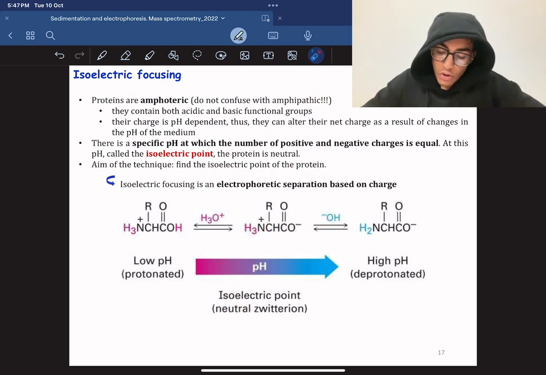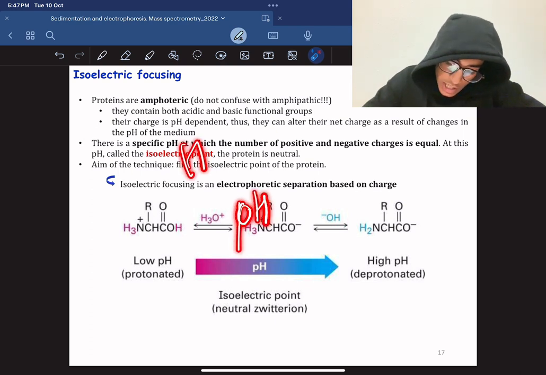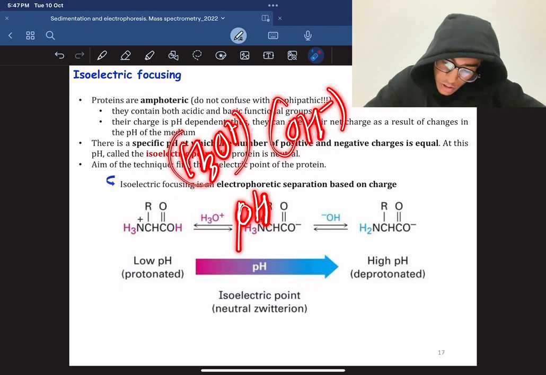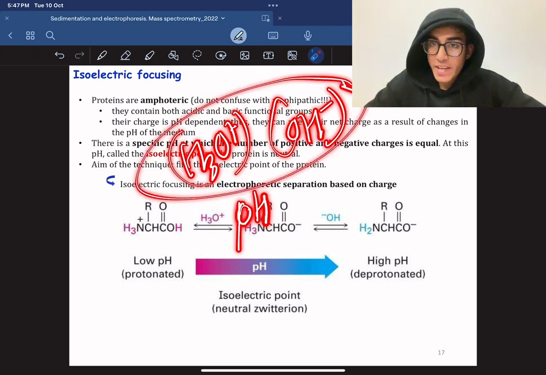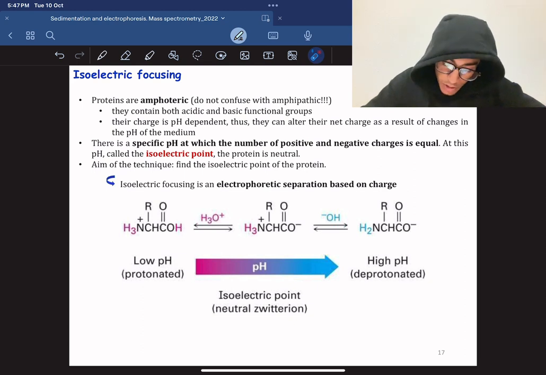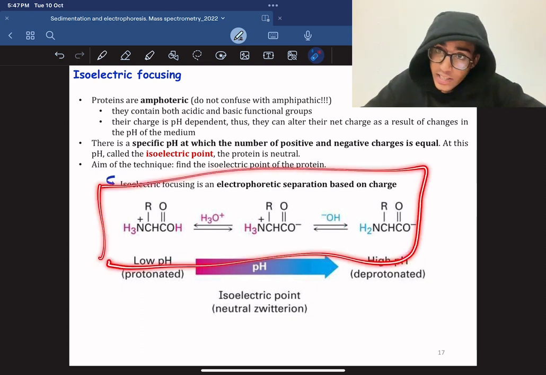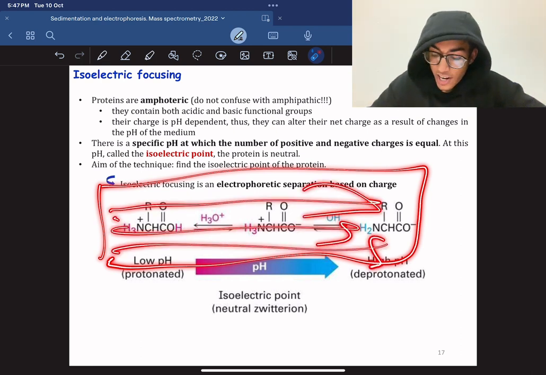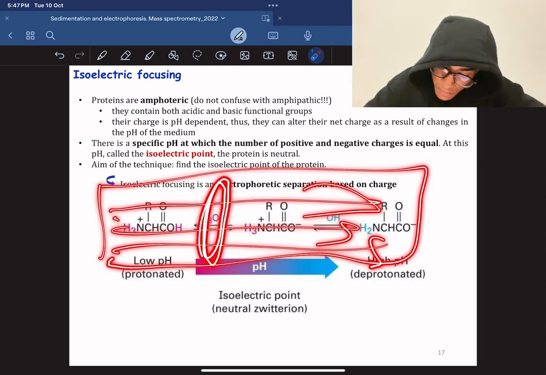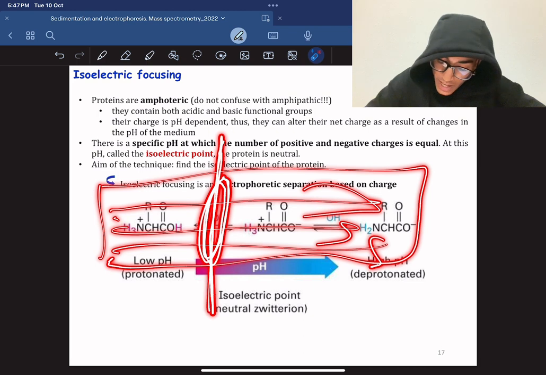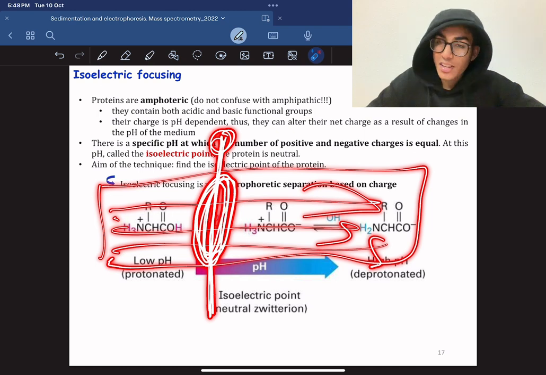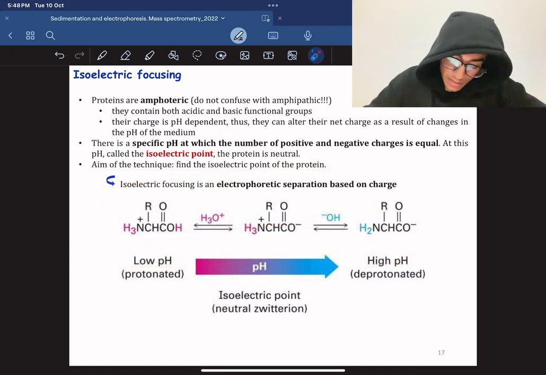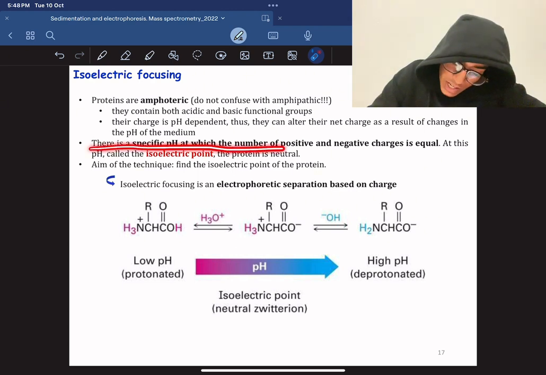So there will be a pH at which the H3O plus content and the OH minus content is going to be the same in the molecule, which makes it kind of neutral. So what if we were to create, just like the density gradient, a gradient in pH, so that when a particle stops at a certain point, we know the pH of that point. Using the pH of that point, we find out the pH of this material. The specific pH at which the number of positive and negative charges is equal is called the isoelectric point.